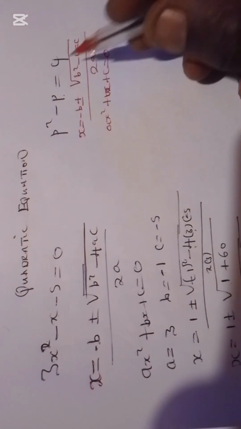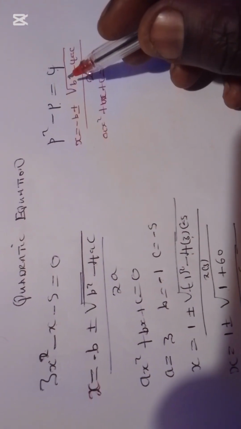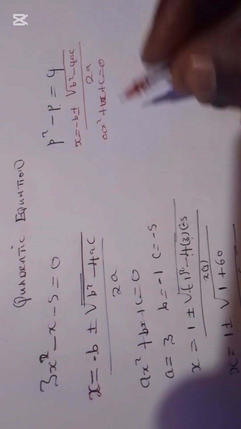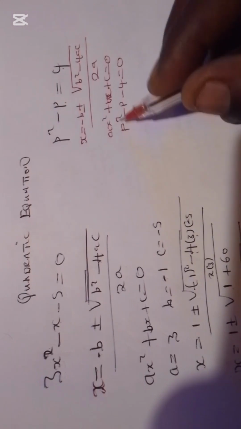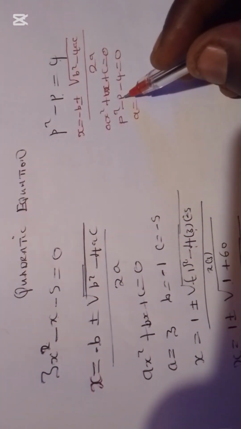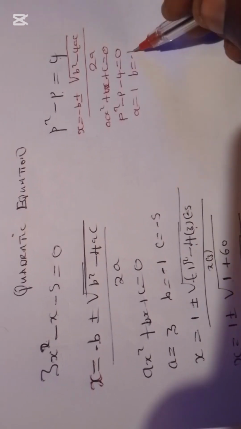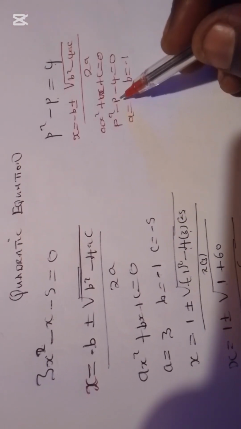The answer is no. 4 is appearing on the wrong side. On the right side, there should only be a 0. So 4 will cross over, so that our equation becomes p squared minus p minus 4 equals 0. Now it is in the format. What is our a? The coefficient of p squared is 1, so a equals 1. What is our b? It is negative 1, because the single letter is just negative p, so the coefficient is negative 1. Our c, on the other hand, is negative 4.